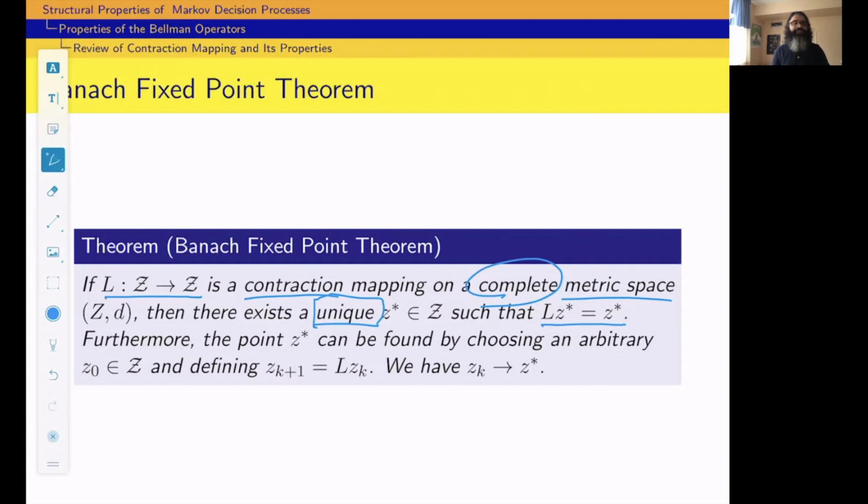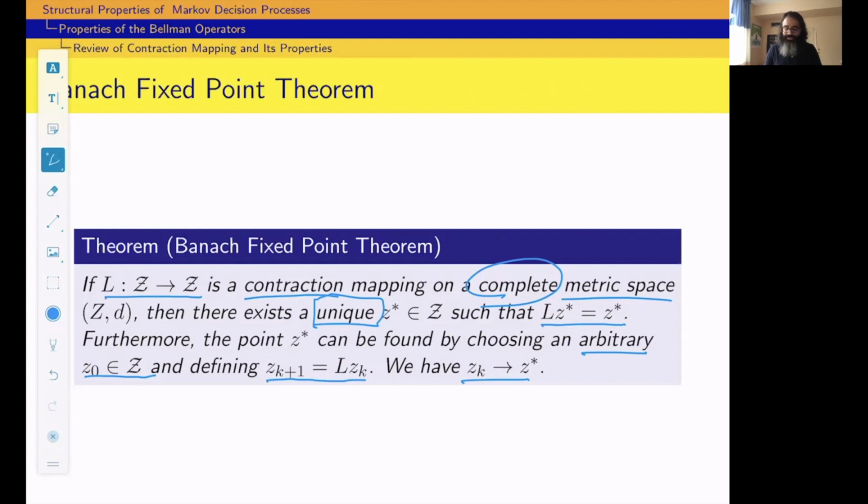Also, this theorem suggests an algorithm. The fixed point can be found by choosing an arbitrary point in that space. We start from Z0 and then define Z(k+1) as L of Z(k). So we get Z(k), apply L to get Z(k+1), and we do it many, many times. The result says that Z(k) converges to Z star. So if we apply this operator L repeatedly, we converge to the solution of the fixed point equation.